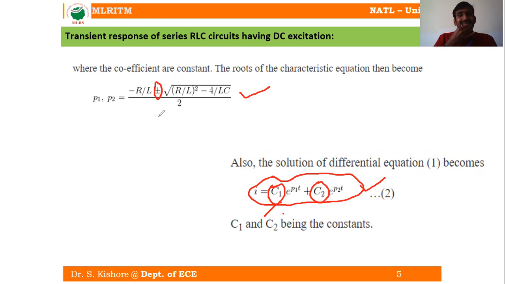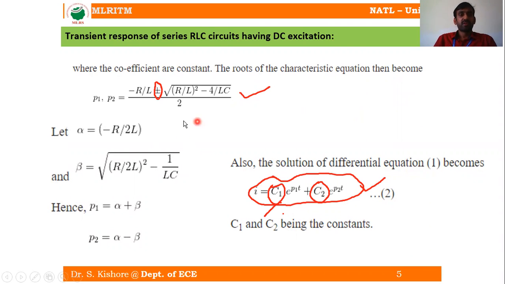So here, as we are having a root over here, it can be a real value, it can be an imaginary value. It can be of anything. The roots can be real or it can be imaginary. So we have to consider when the roots can be real, when the roots can be equal, when the roots can be imaginary.